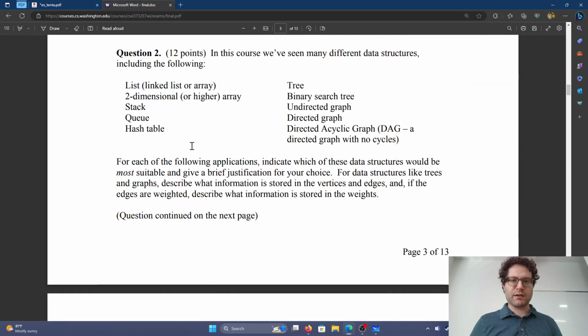So over here, we've seen many different types of data structures, including the following. A list, either a linked list or array list. 2D arrays technically are data structures, so are 1D arrays. A stack, a queue, a hash table, a tree, a binary search tree, undirected graph, a directed graph, and a directed acyclic graph, which are all different graphs, but they're graphs. For each of the following applications, indicate which of these data structures would be the most suitable and give a brief explanation for your choice.